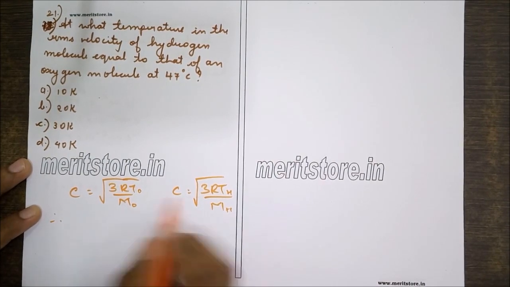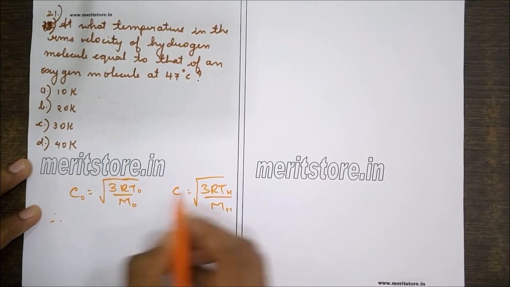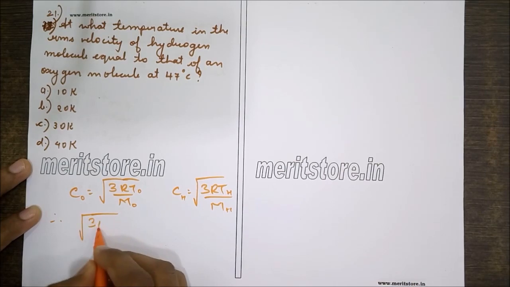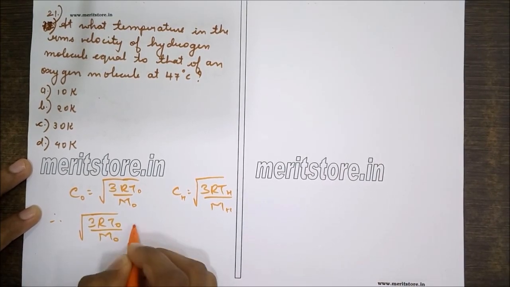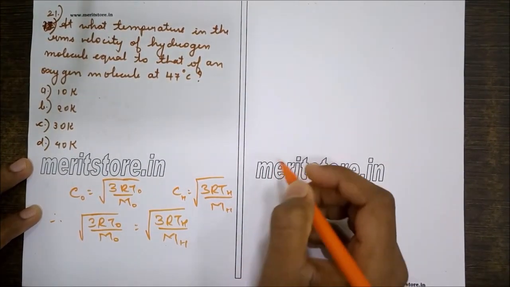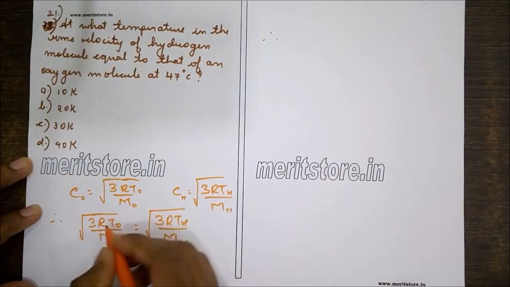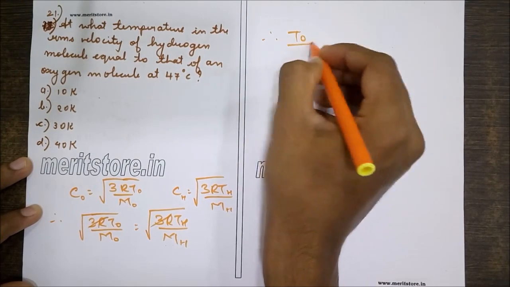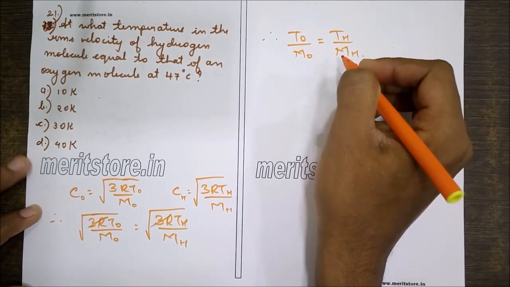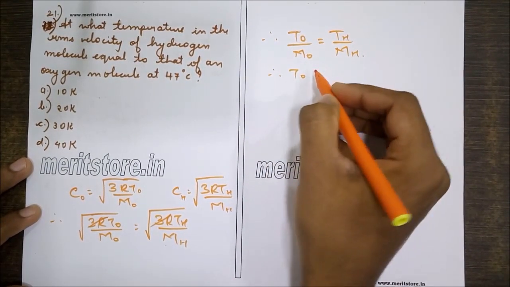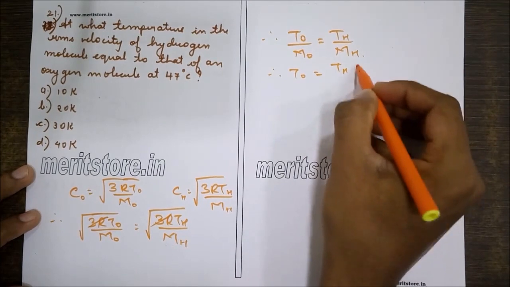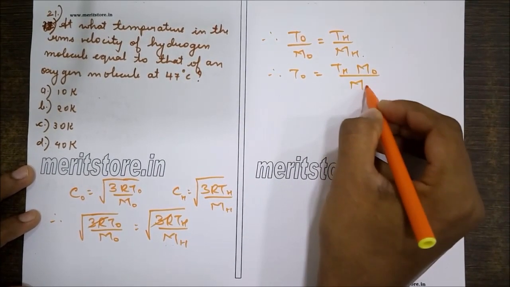So therefore, since RMS speed of oxygen and that of hydrogen should be equal, we would equate these two expressions. Therefore, root of 3RT0 upon M0 would be equal to root of 3RT of hydrogen upon mass of hydrogen. So squaring both sides and cancelling this 3R term, we get T0 upon M0 is equal to T of hydrogen upon the molecular mass of hydrogen. So temperature of oxygen would come out as T of hydrogen times molecular mass of oxygen upon molecular mass of hydrogen.